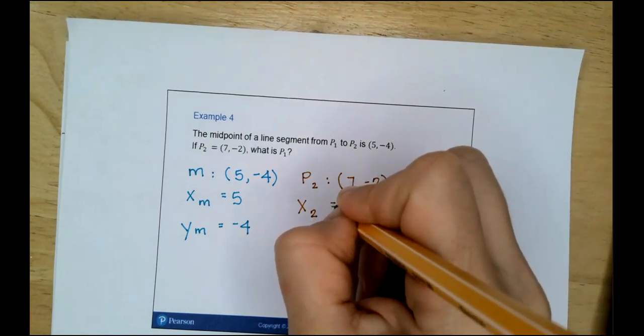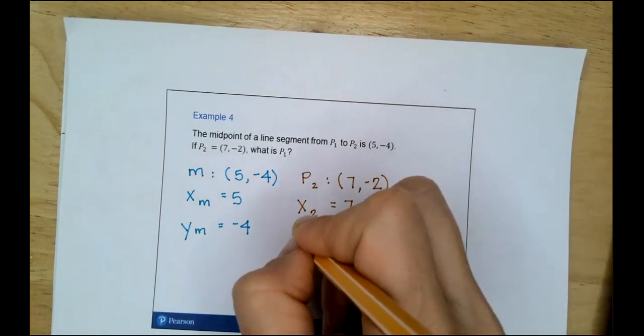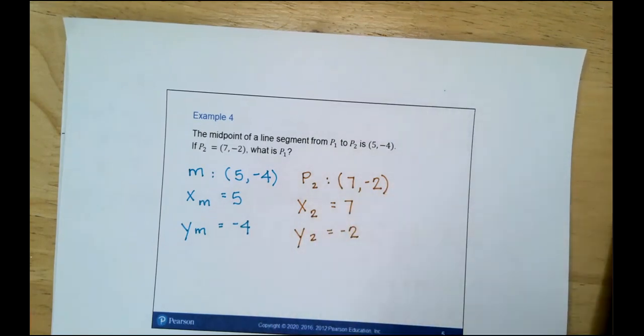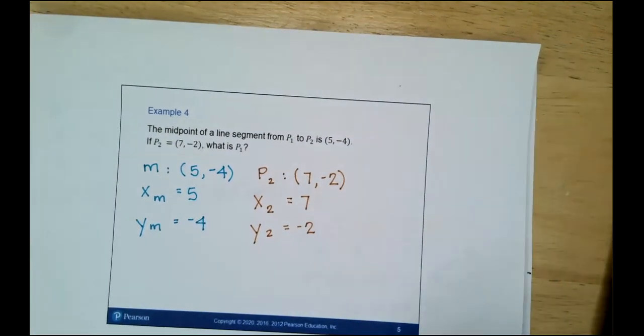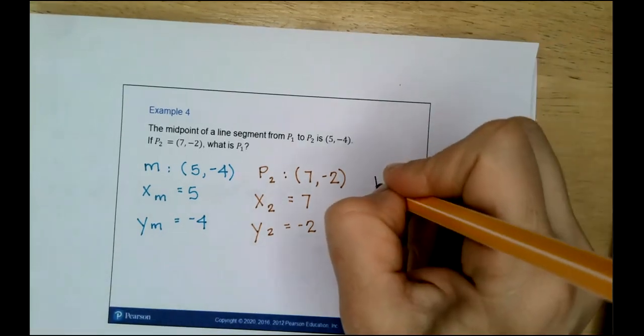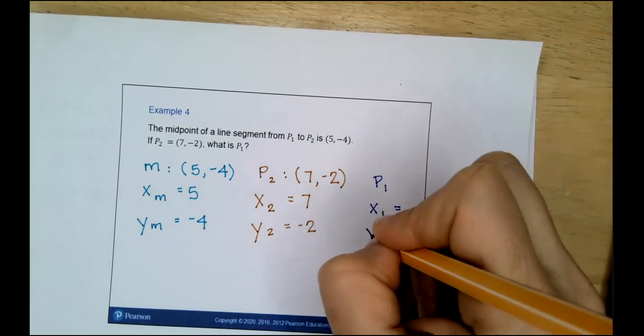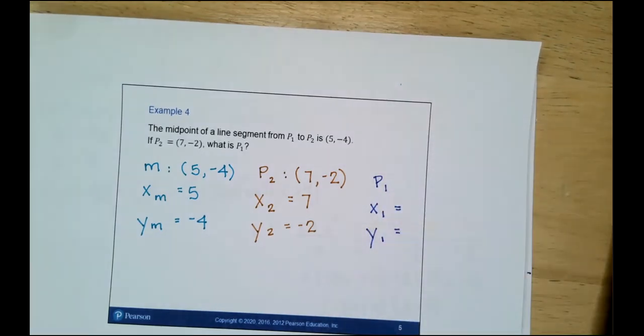Our second endpoint's x value is 7. Our second endpoint's y value is negative 2. And now we need to know P1, right? So we need to find x1 and we need to find y1. We're going to use that same formula. We just don't have the same information.